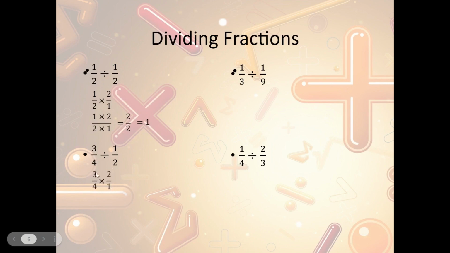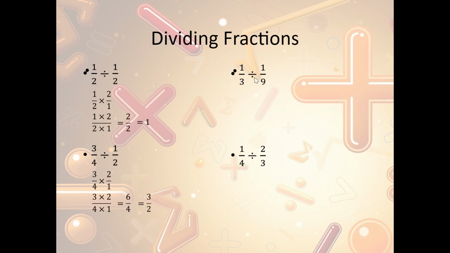Now we multiply across. So we get 3 times 2 and 4 times 1. Well, 3 times 2 is 6 and 4 times 1 is 4. Again, we look to see if there's anything in common. There's a 2 in common in both the numerator and denominator, so we'll divide both the top and bottom by 2. So 6 divided by 2 is 3, and 4 divided by 2 is 2, so we get 3 over 2.